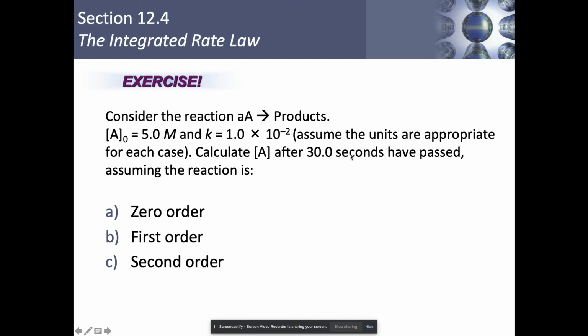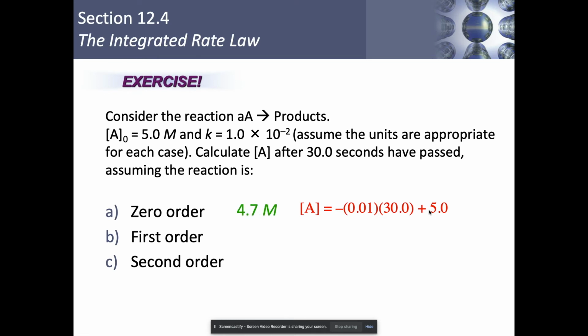Okay. For a zero order reaction, what would that look like? Well, I'm using, again, just A. That's equal to negative slope times, again, 30 seconds have passed, plus my initial concentration. So what do we get? We get 4.7 moles per liter.